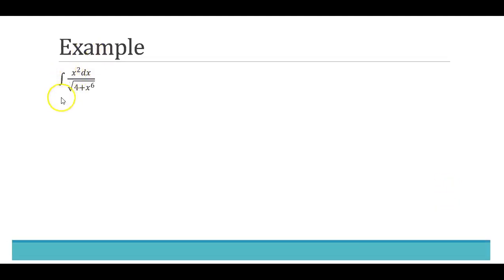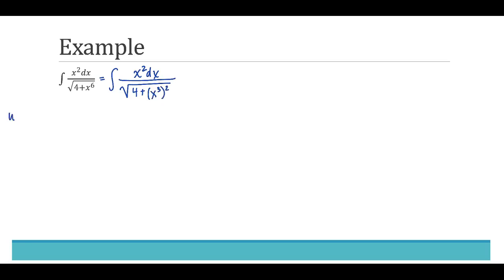In this example, I want to integrate x squared dx over the square root of the quantity 4 plus x to the 6th. If I try a traditional u substitution where I let u be the entire thing under the square root, 4 plus x to the 6th, that's not quite going to work. That'll give us 6x to the 5th, and I have an x squared up here. But what I can hopefully recognize is that I can think about this as x squared dx all over the square root of 4 plus the quantity x cubed squared.